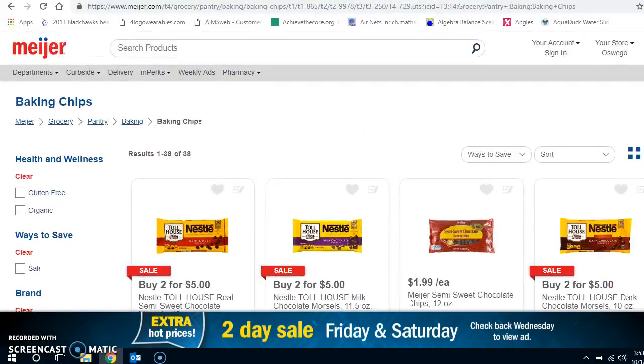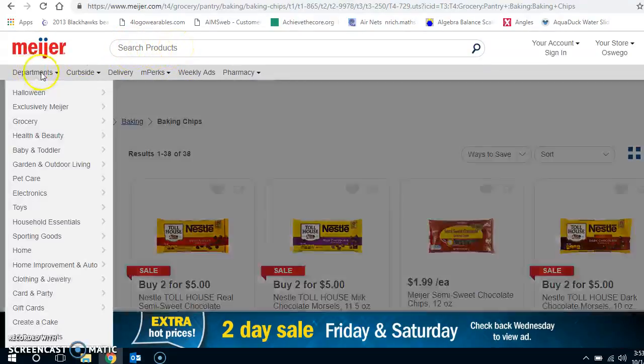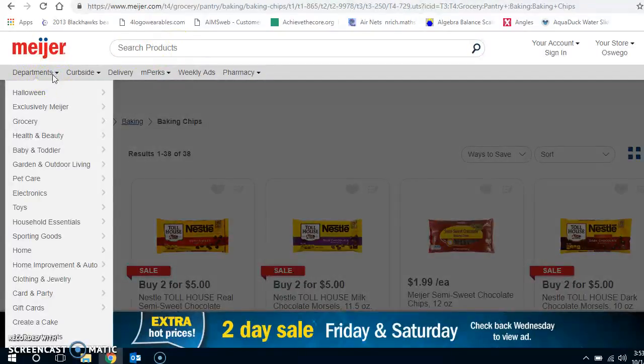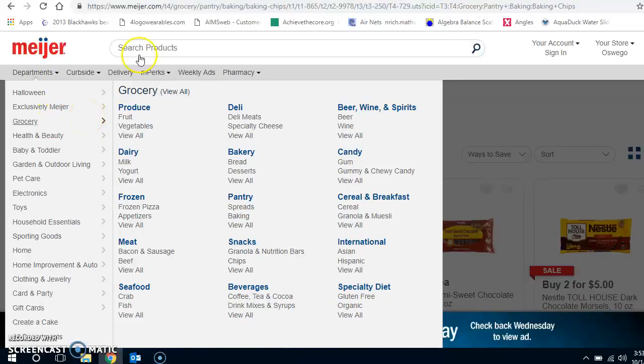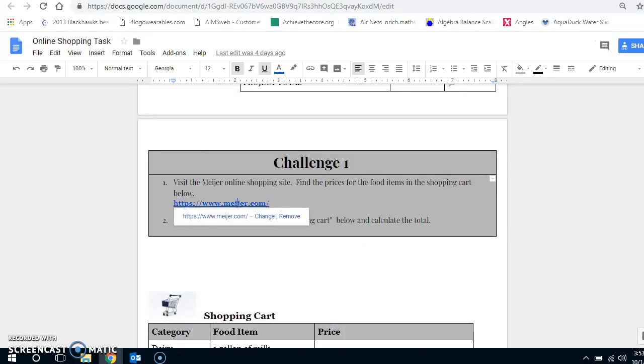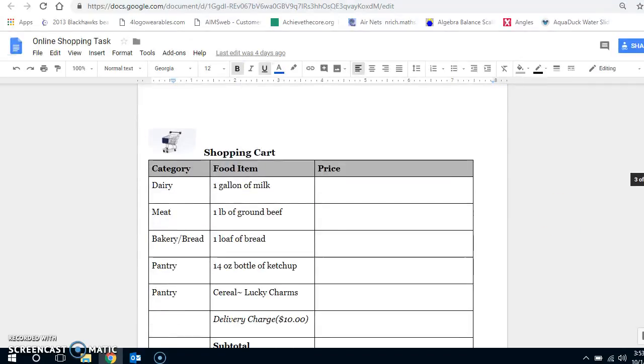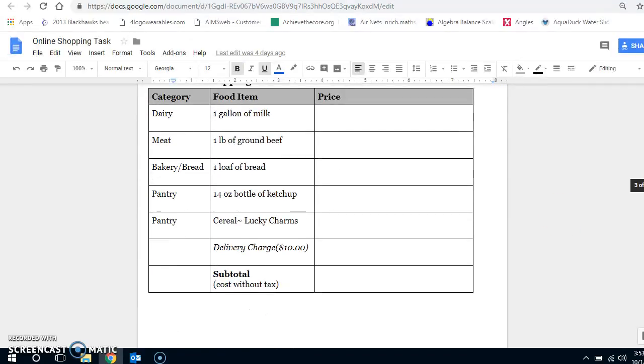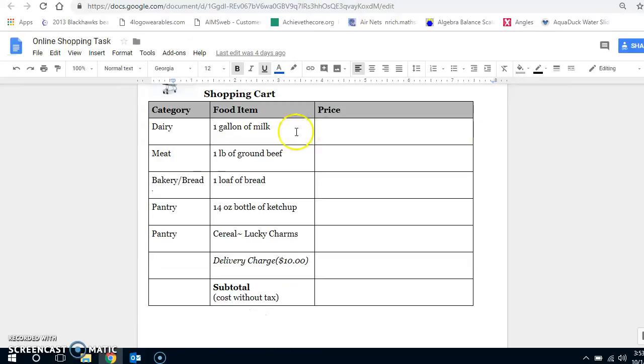So that's how you navigate the Meijer online shopping site. You can either type in the search bar for a specific product you're looking for, or you can click on department, grocery, and then click category from there. Let's sign out of the online Meijer shopping site. And then you can see that here is your shopping cart. I give you the category and the food item.